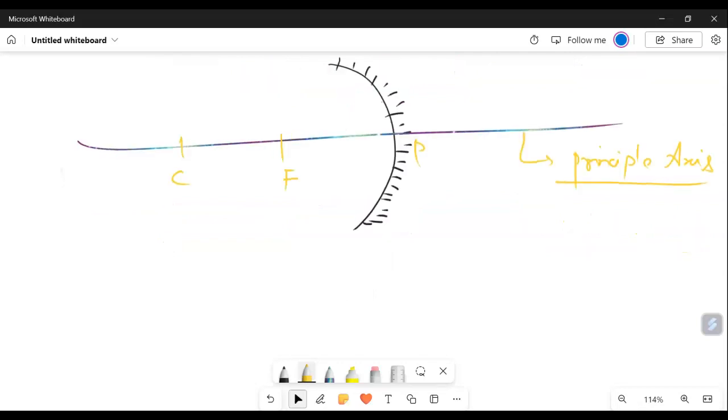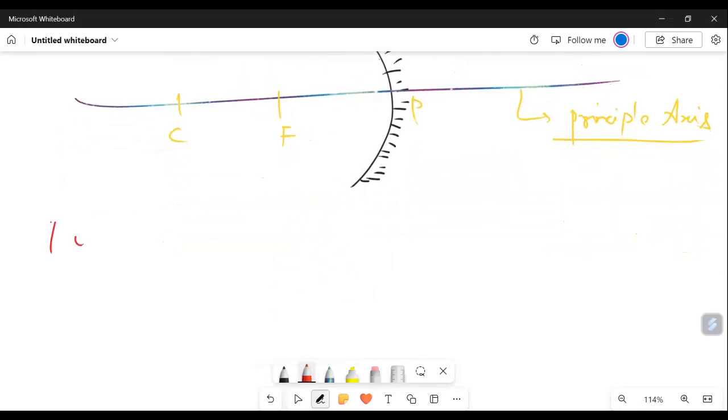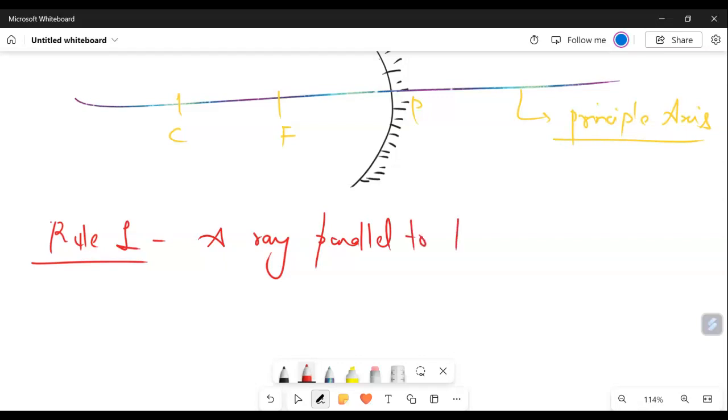The first rule is very easy to understand. I am writing down here rule number 1. A light ray parallel to the principal axis. Do you know what is parallel? Parallel lines to the principal axis.